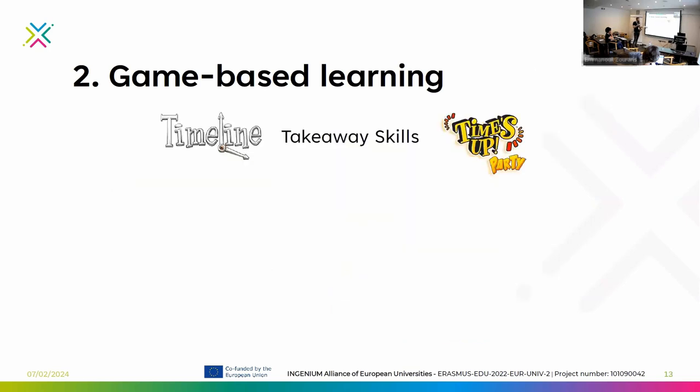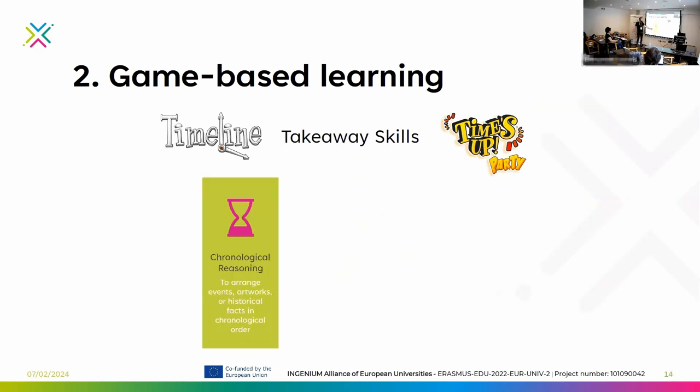Well, what kind of takeaway skills can we get using this game with our students? In the first case, there is a very important part of chronological reasoning: to arrange events, artworks or historical facts in chronological order. This is one of our main objectives, because it's the biggest problem we have found with our students.